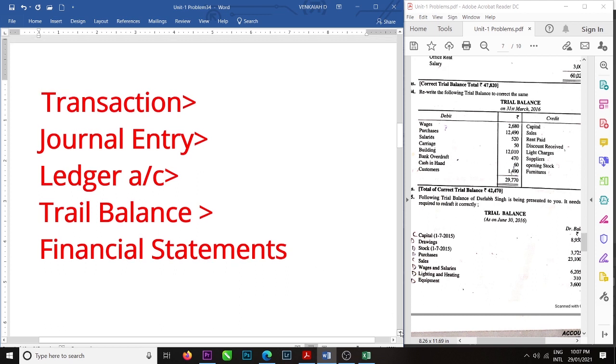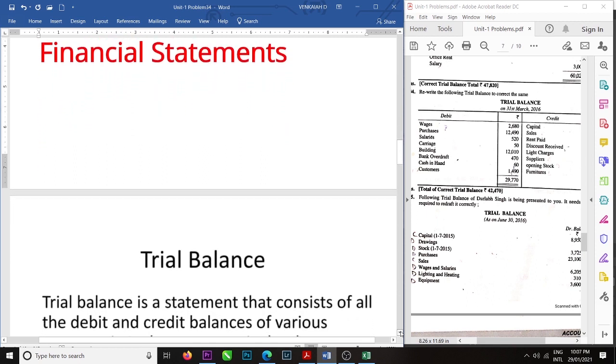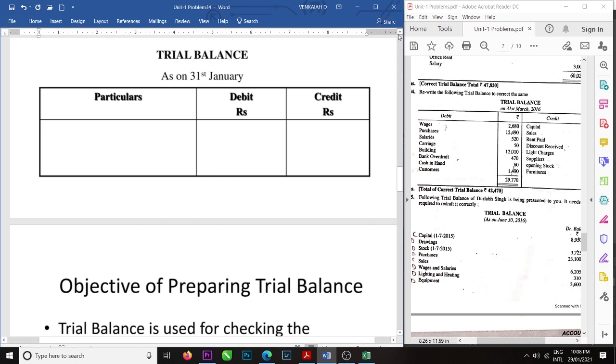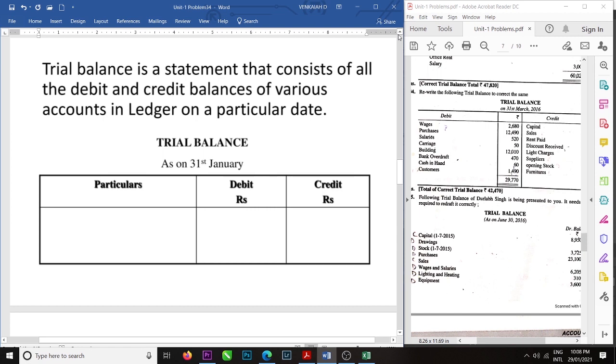Okay. Now, what exactly is a trial balance? Trial balance is a statement which consists of all debit and credit balances of various accounts in the ledger on a particular date, such as 31st January, 28th February, 30th June, which completes 6 months, 31st December, which completes 12 months, or the accounting period end, 31st March. So it is a statement which has the balances of debit and credit of accounts in the ledger on a particular date.